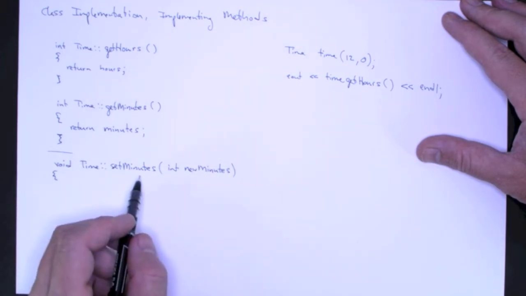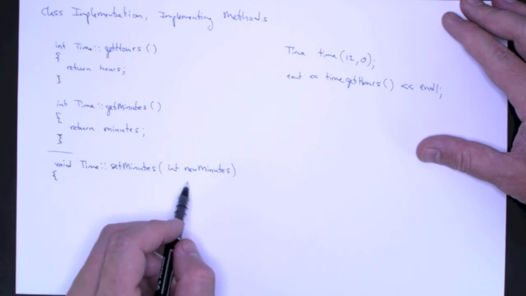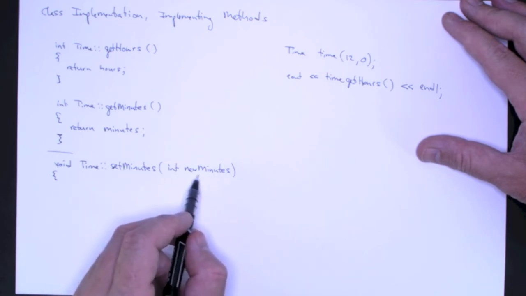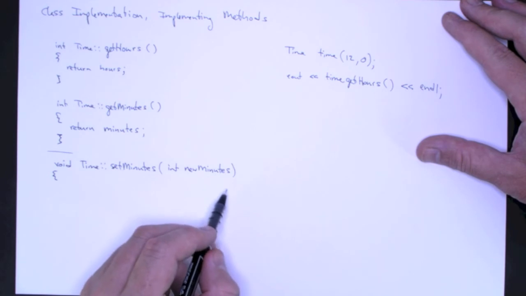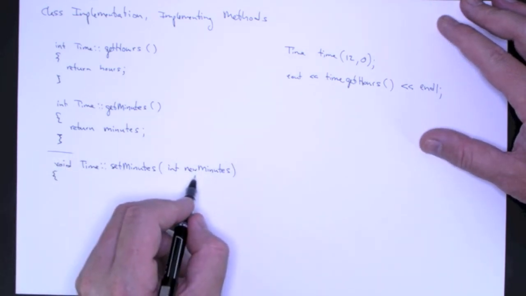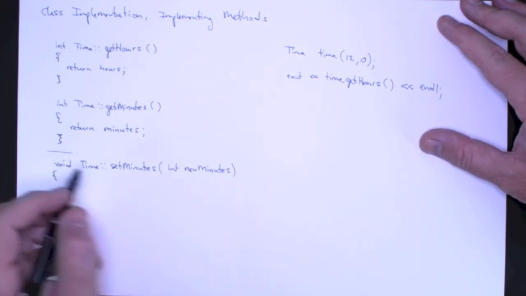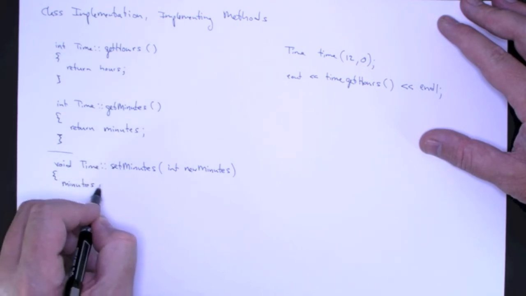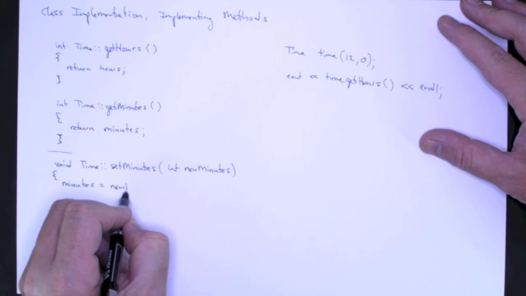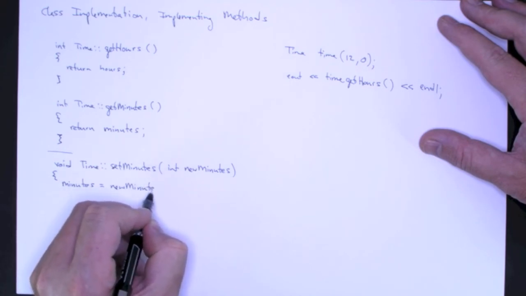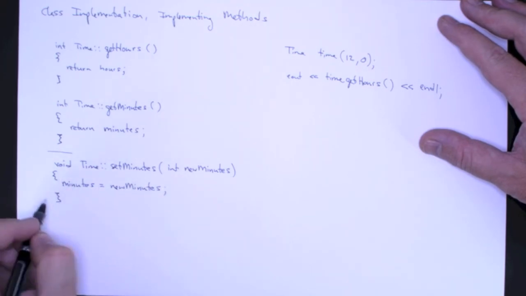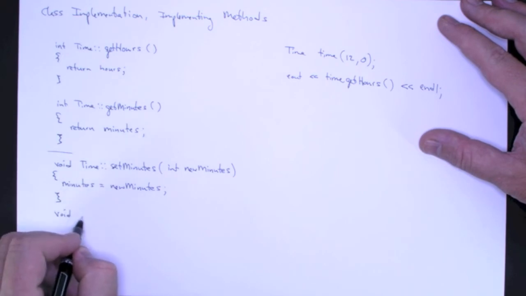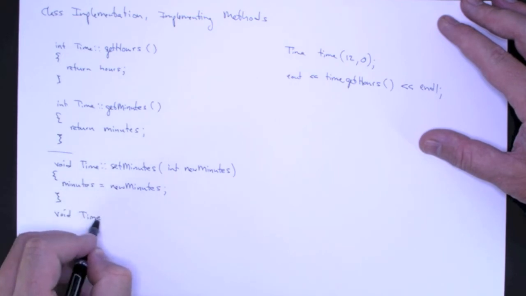And we want to make a very similar assignment as the one that we did in the constructor. This is the new value for the private data member minutes, and so we simply make that assignment. We're going to do the same thing for hours.